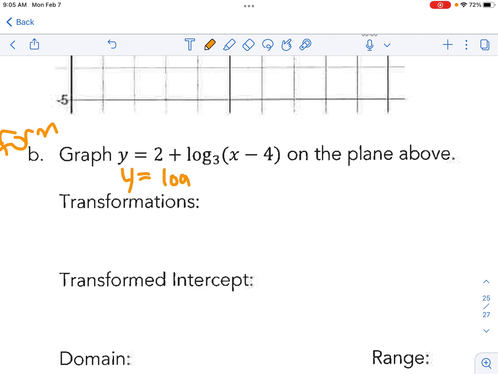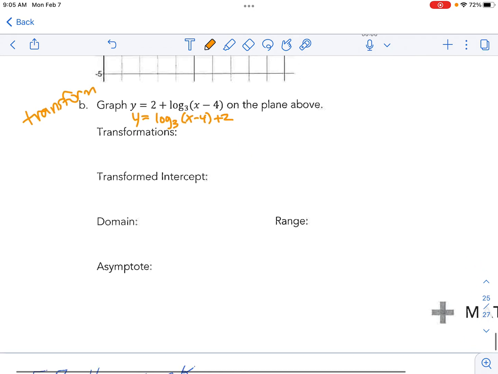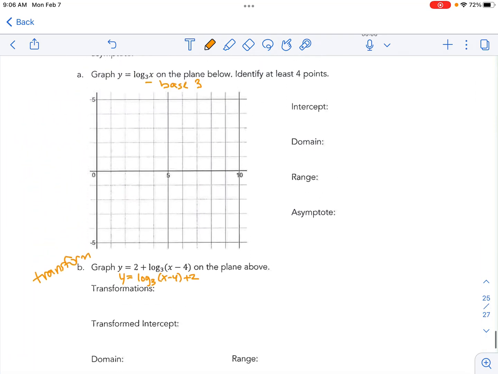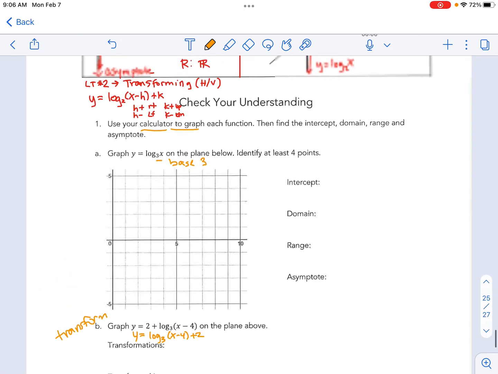And then this is a transformation where we could actually write this as y equals log base 3. So you can have that 3 pattern again, x minus 4 plus 2, right? There's your h and k. So we know that this goes right 4 and up 2. And then we have to adjust the domain and range and the asymptote. We have to slide all of that with it.